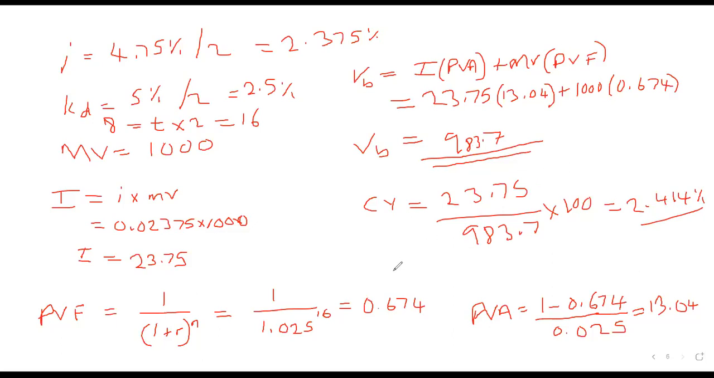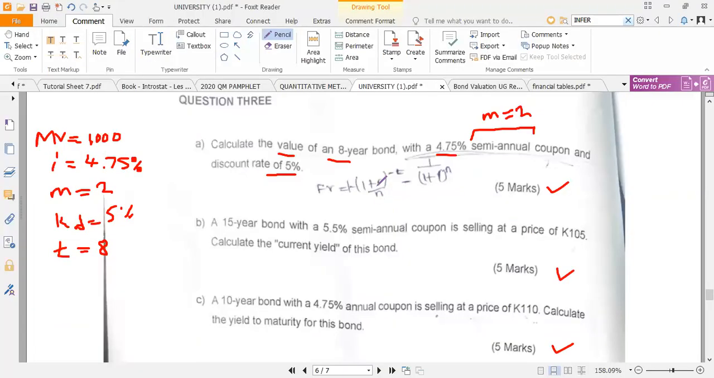983.7, 2.41. So this was a mid-semester paper you wrote. So here we calculated what? 983. Okay. Now here they will ask us to calculate the current yield, but using different parameters. This, that, and that. So the 15 is what? N. Then the 5.5 is our what? Small I. Okay.